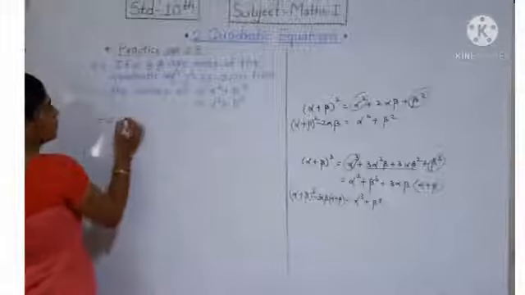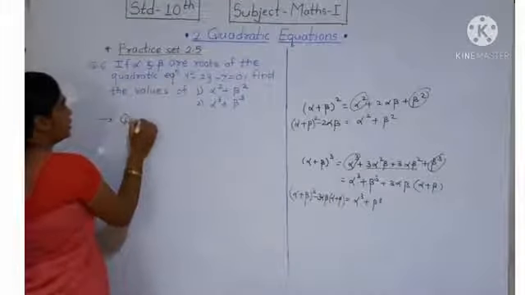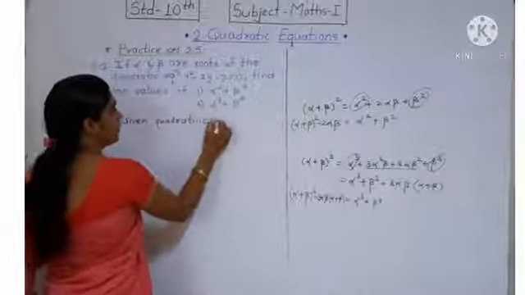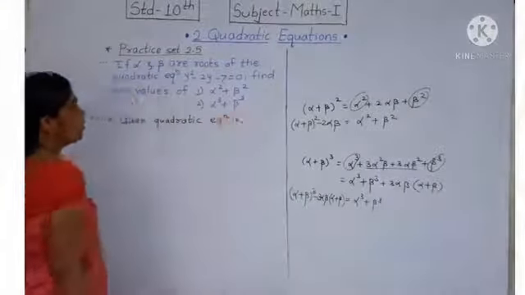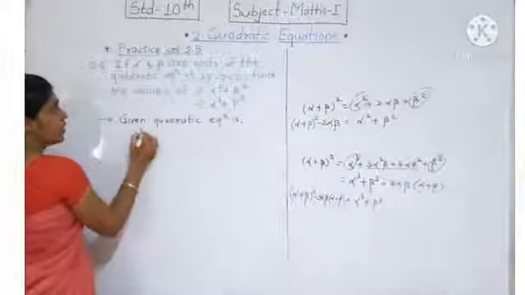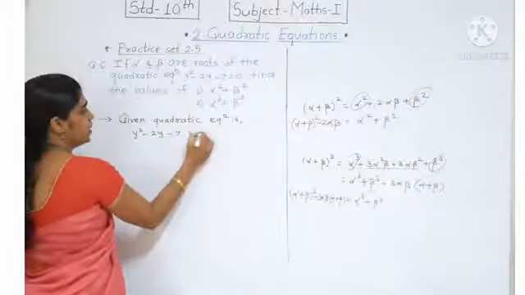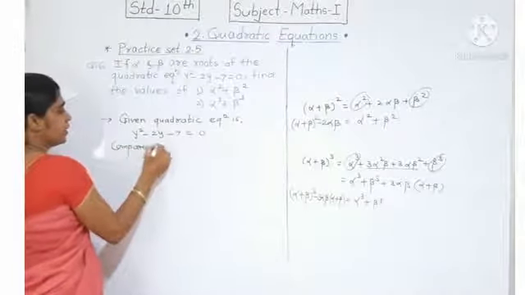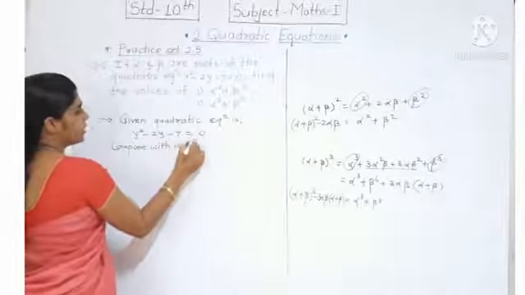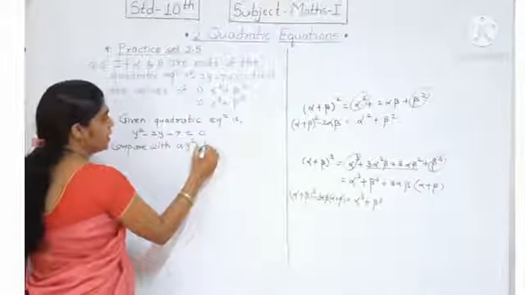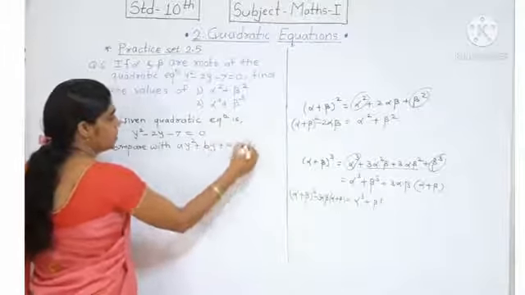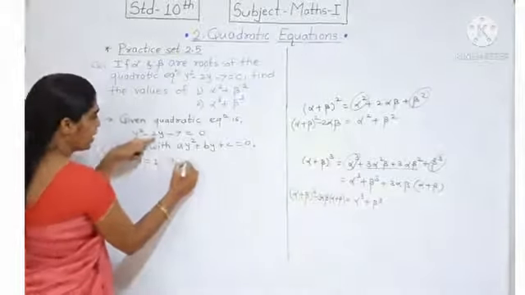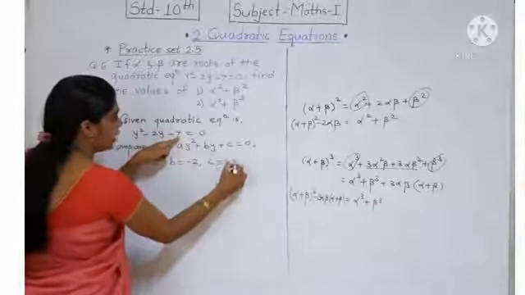So let's start. What is the given quadratic equation? The given quadratic equation is y square minus 2y minus 7 is equal to 0. Compare with ay square plus by plus c is equal to 0. We get the value of a as 1, the value of b as minus 2 and the value of c as minus 7.